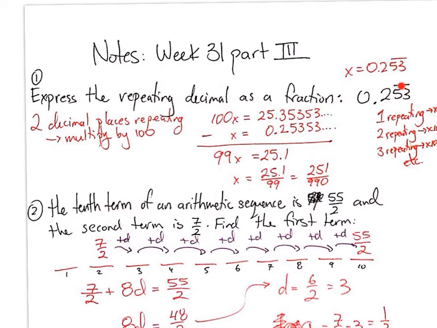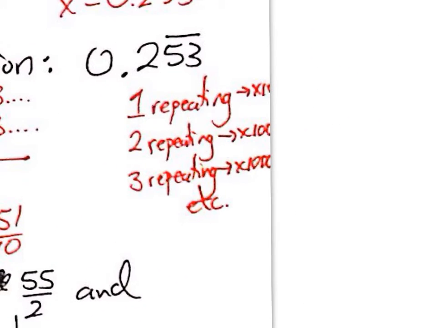So we know the little bar means this is 0.25353535353. There's a cool trick that involves this where we can basically turn this into a fraction. So, here's the bottom line. If we have one repeating decimal, we're going to multiply by 10, two repeating decimals multiply by 100, three repeating decimals multiply by 1,000, etc. So that's your trick. Right here we have two repeating decimals, so we're going to multiply this number by 100.